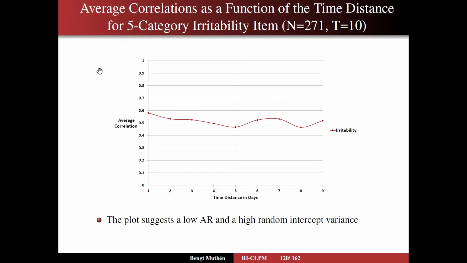If you look at the average correlations as a function of the time distance for this item, you find a fairly high curve, which would indicate a high random intercept variance, a high R-square for the random intercept rather, but a fairly small difference between that lower level and the beginning autocorrelation. So the autocorrelations are expected to be low.